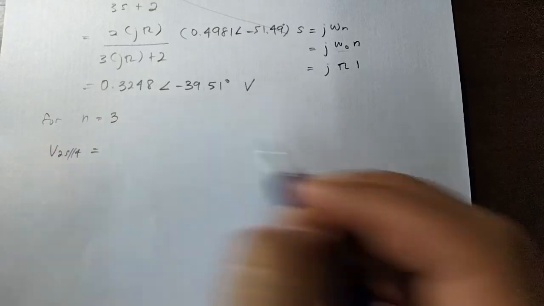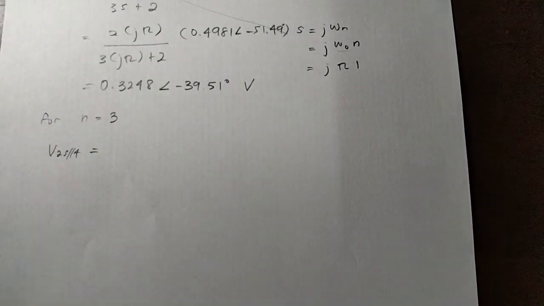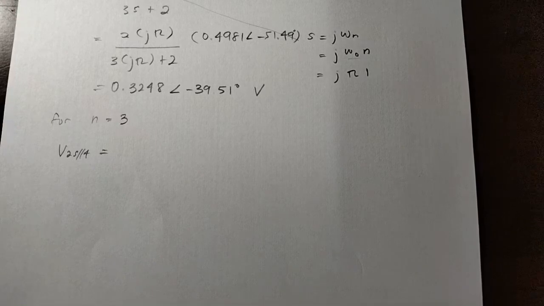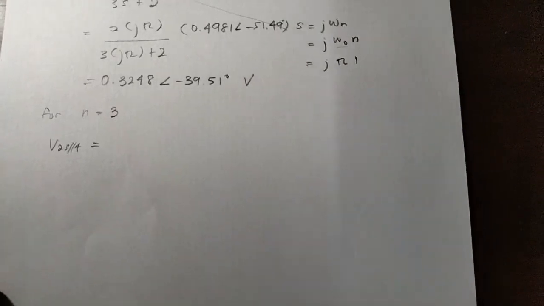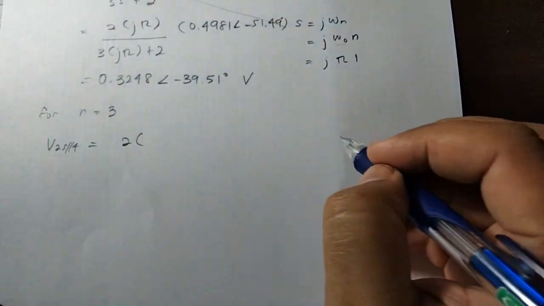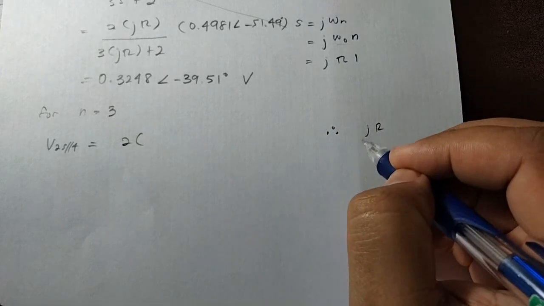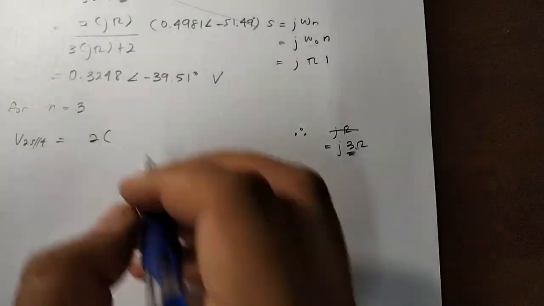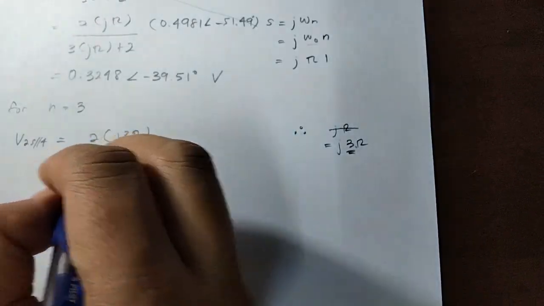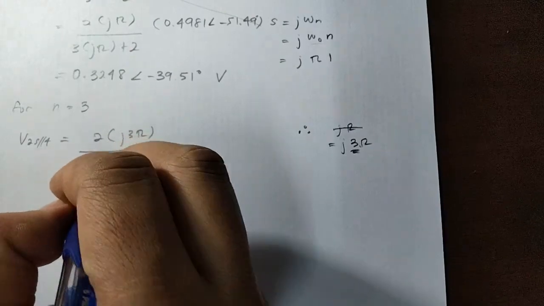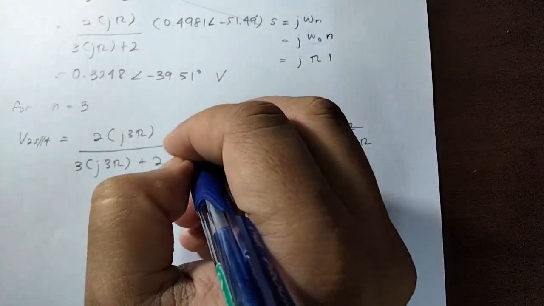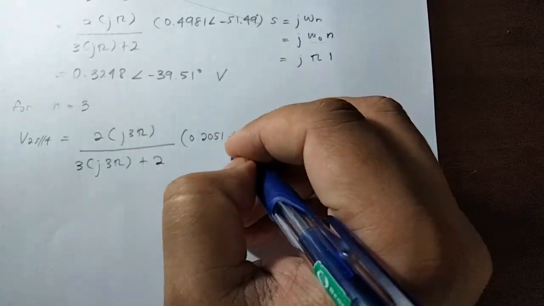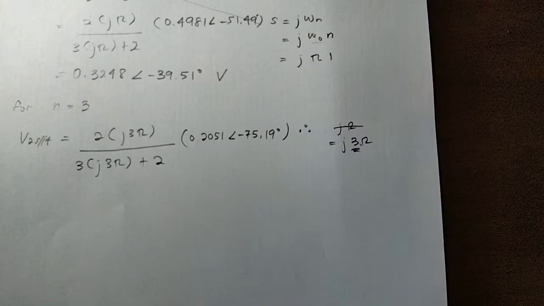V, voltage across the inductor, which is also the same voltage across the resistor, right? So now instead of j pi, it is now j 3 pi, right? Because n equals 3. So j 3 pi plus 2, and then the voltage, which is 0.2051 with angle 75.19. Right.